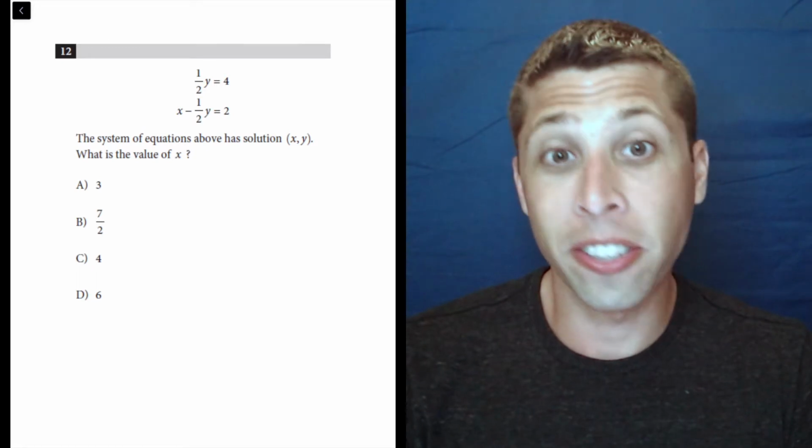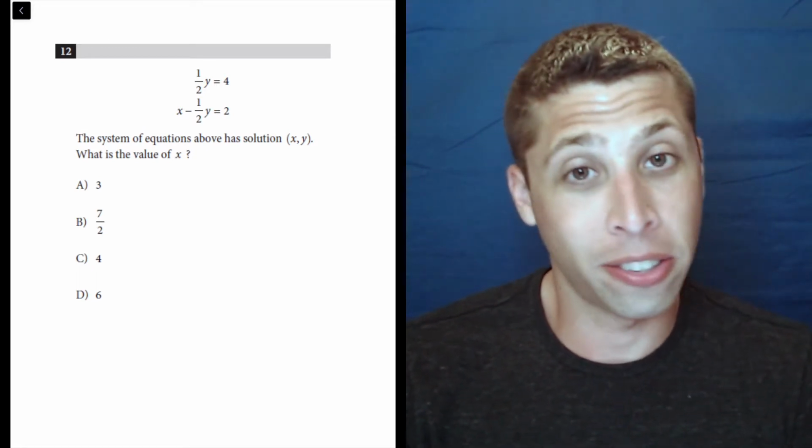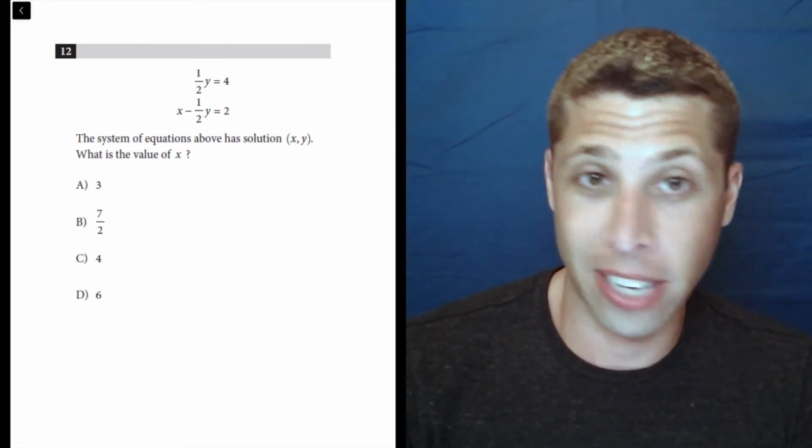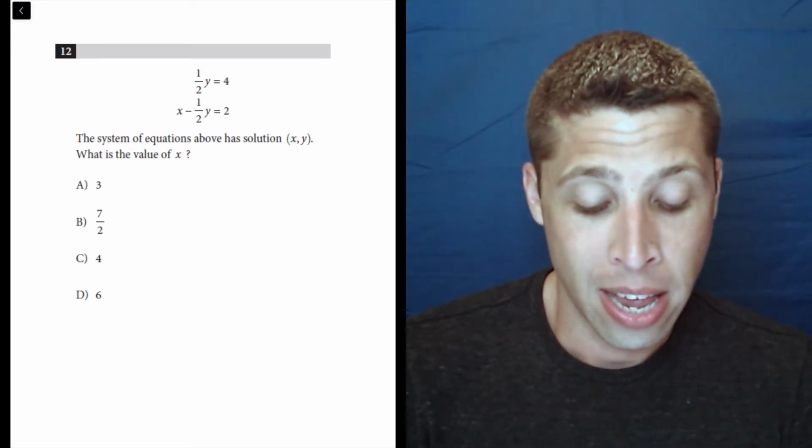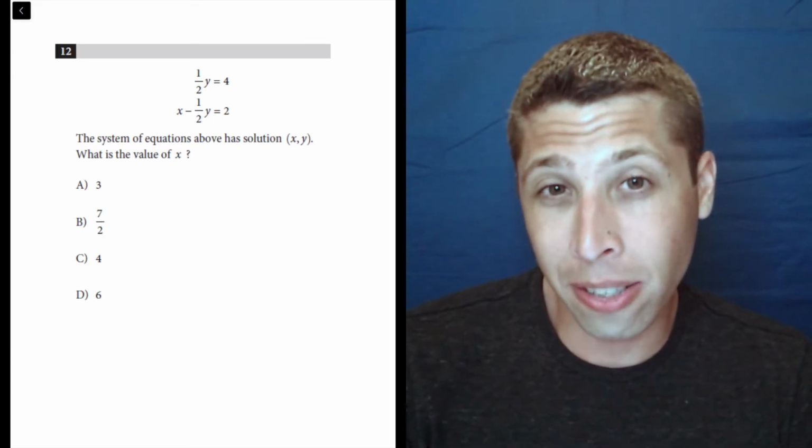This question is a system of equations. It's point of intersection. This is very standard algebra stuff. The SAT is going to have 2 or 3 of these every single test, so you've got to know how to do this. I'm going to show you 2 ways to do it.